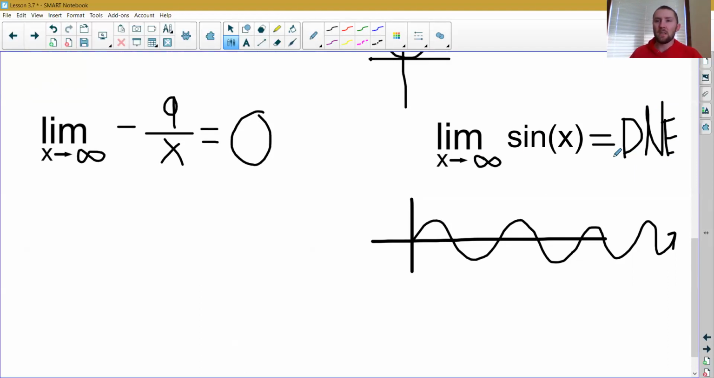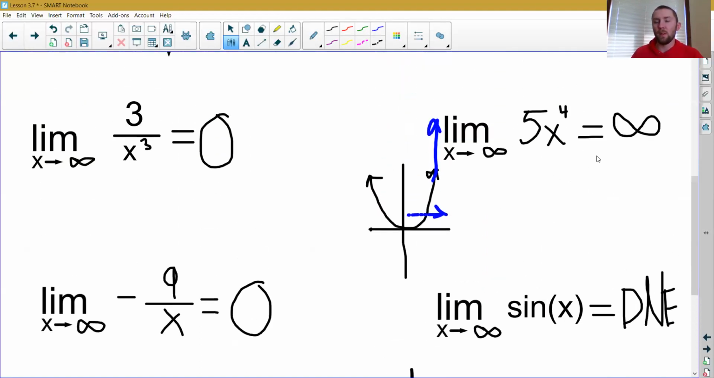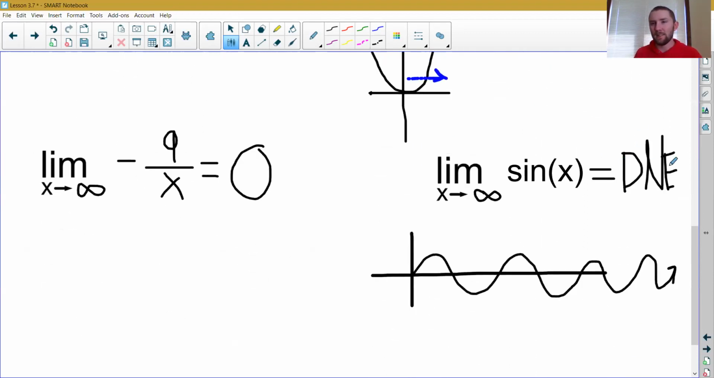Okay, that's slightly different than what we had in letter B, where the limit was infinity. That one was just going up forever and it wasn't changing or oscillating or going back and forth. So that one we do label the limit as infinity. The limit equals infinity. That's different than the limit does not exist, because that one keeps going back and forth.